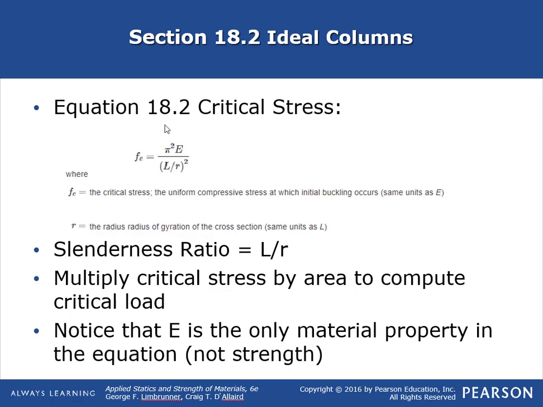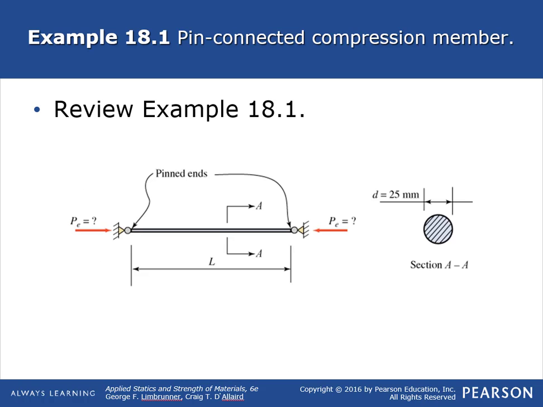Note that in this equation, the only material property is E. That's the stiffness of the part. That's the modulus of elasticity. Material failure, like yield strength, for example, is not in this equation for critical stress due to buckling. We're going to talk about example 18.1 in the examples.